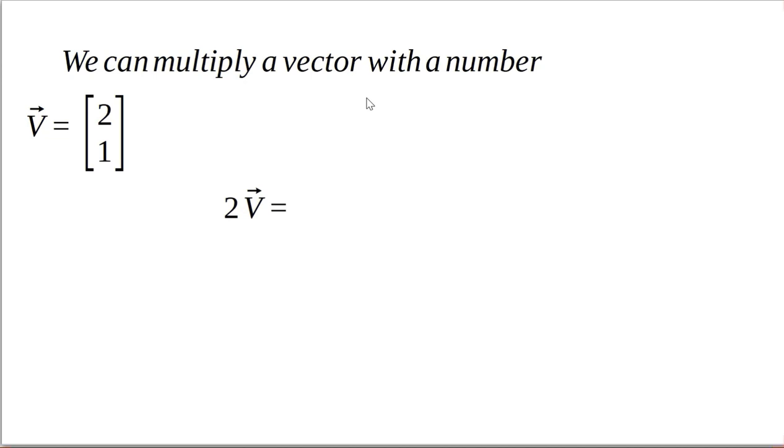We can also multiply a vector with a number. So another way of saying that you are multiplying a vector with a number is scaling a vector. So you'll be hearing scaling a vector. So if, for example, we multiply this vector here by 2, the only thing you are doing is you are doubling the length of this vector.